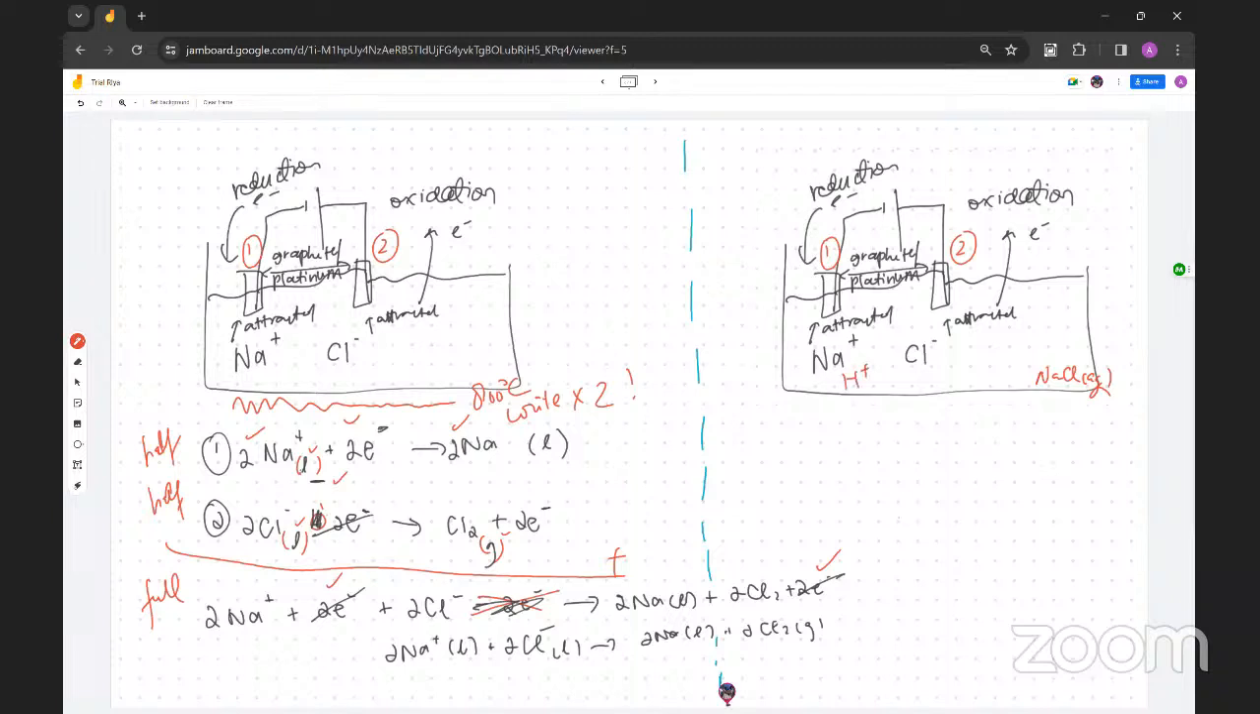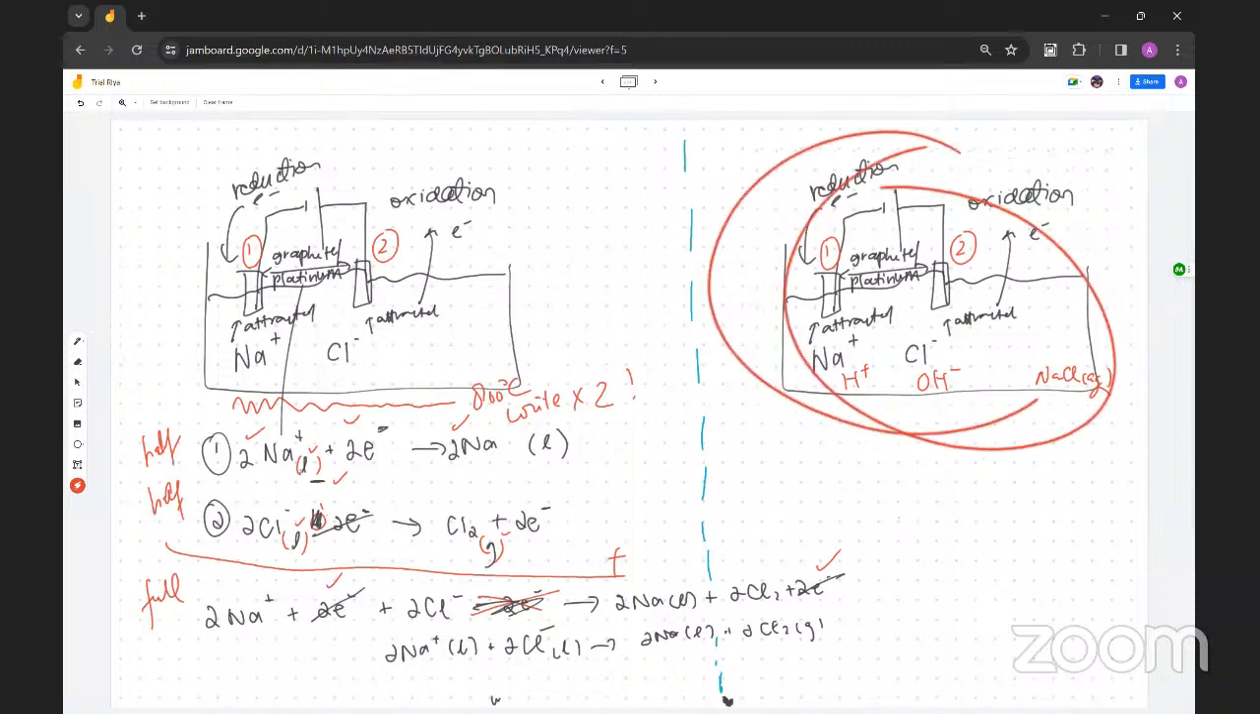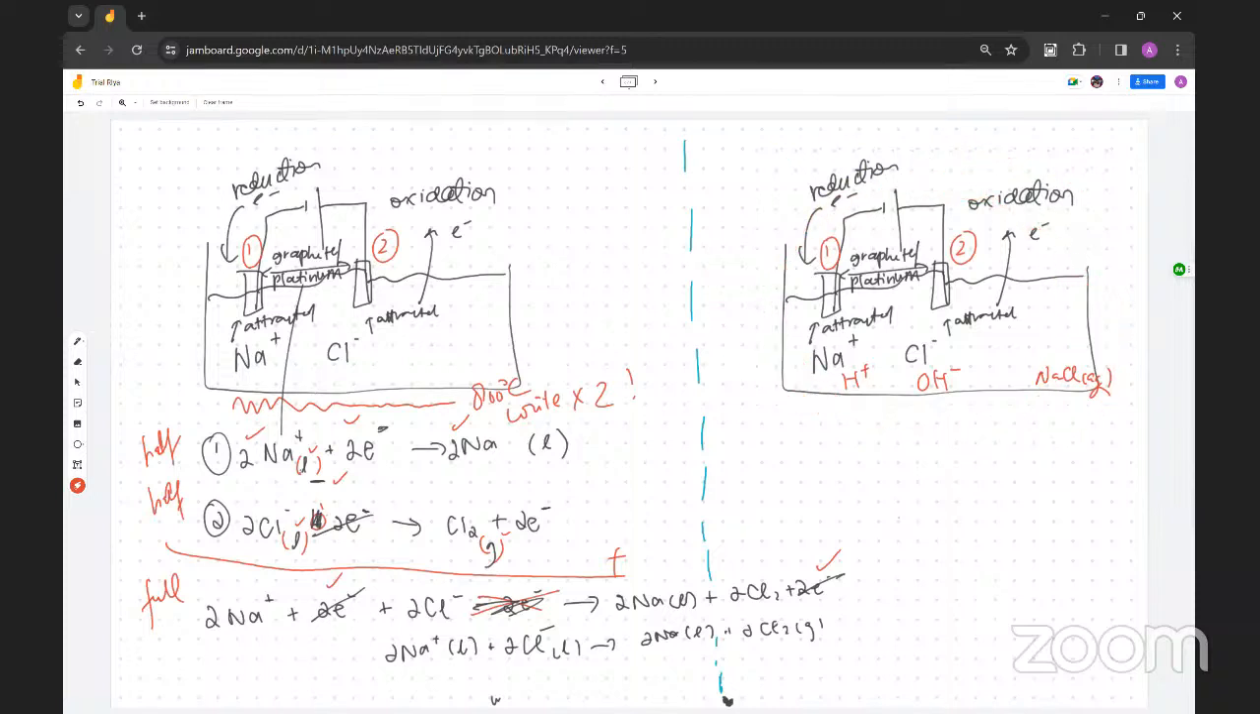This is the complication: H plus, OH minus. Do you know where the H plus and the OH minus come from? Ria, are you looking at the drawing here? Are you looking at the drawing? Yeah. Okay. Where does it come from?